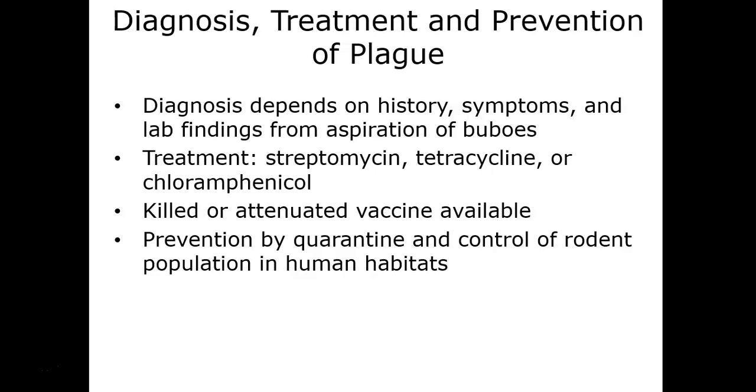So diagnosis again is going to depend on the signs, the symptoms. Treatments are antimicrobial, streptomycin, tetracycline, or chloramphenicol. And as we mentioned, Yersin came up with the first vaccine in 1866. And reduction of the rodent population is really one of the main mechanisms to stop the spread of this pathogen. In terms of lab results, staining is one of the key tests, and again, they do what's known as a bipolar stain to determine the presence of Yersinia.